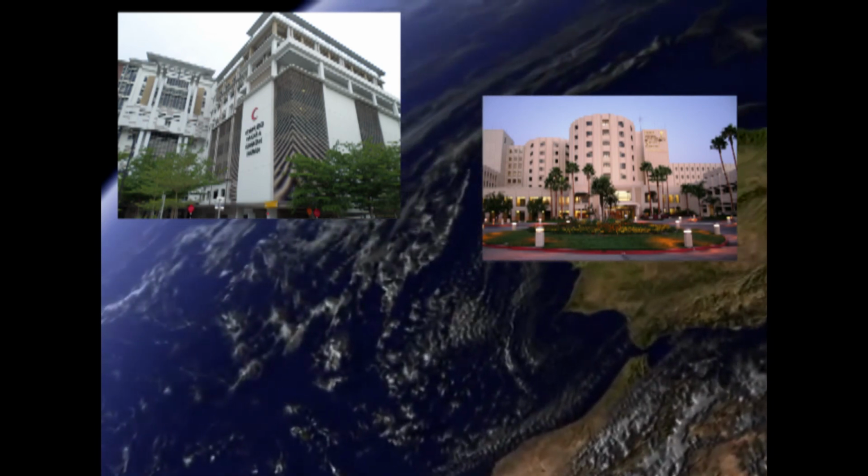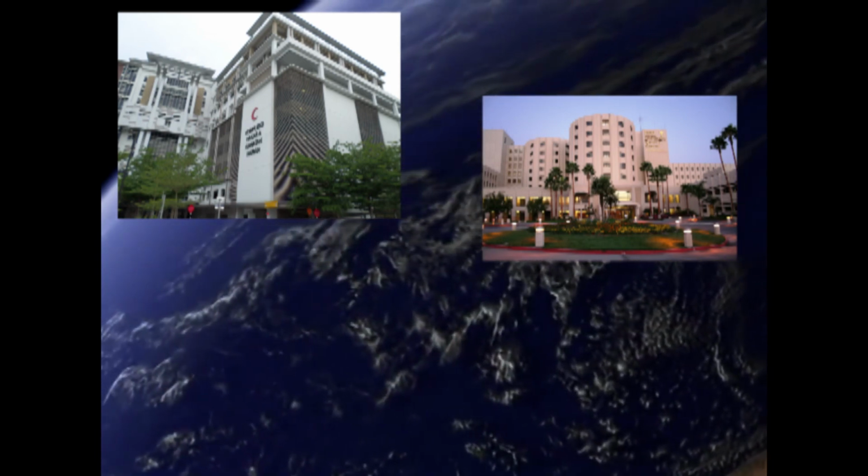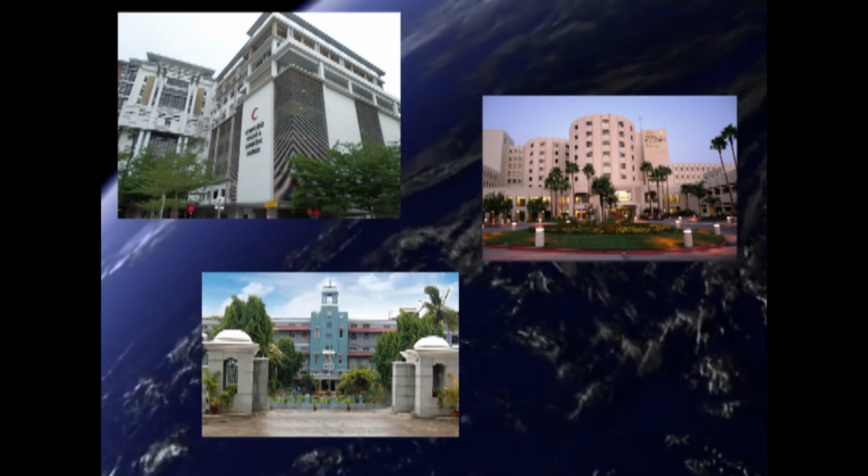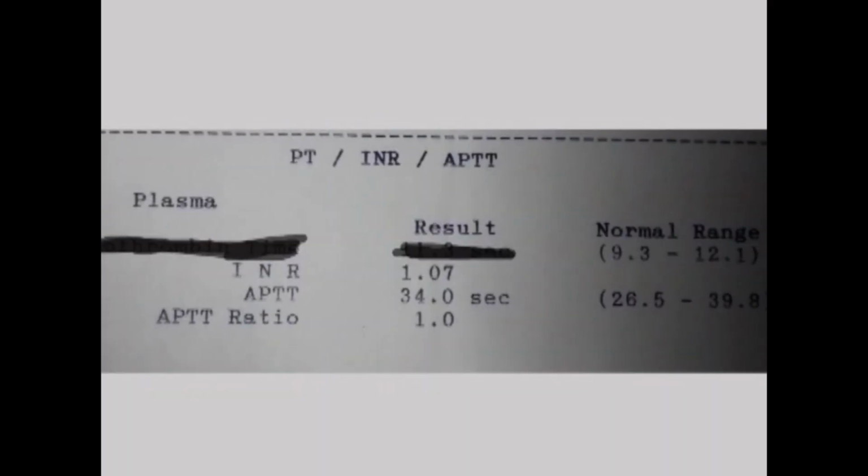So if you get the INR result for patient A in a Kuala Lumpur hospital lab, you can be confident that you will obtain a similar INR for the same patient in another lab, say in the USA. This system was so successful that the whole world adopted the INR. In fact, some labs don't even bother to report the prothrombin time when they report the INR level.